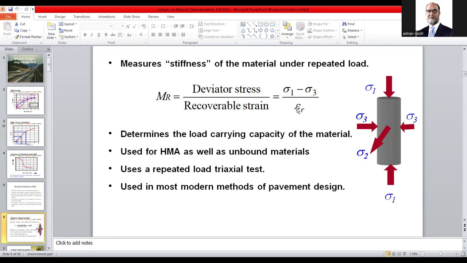The purpose is to measure stiffness and obviously determine the load capacity of the material. In highway pavement structure, all layers are tested for resilient modulus, or in HMA it is known as, there is another form, the dynamic modulus as well. So it is similar to what you know about the triaxial test, and nowadays it is used in every method of pavement design, be it H2 or some other method, because it simulates the actual bearing resistance of the soil.